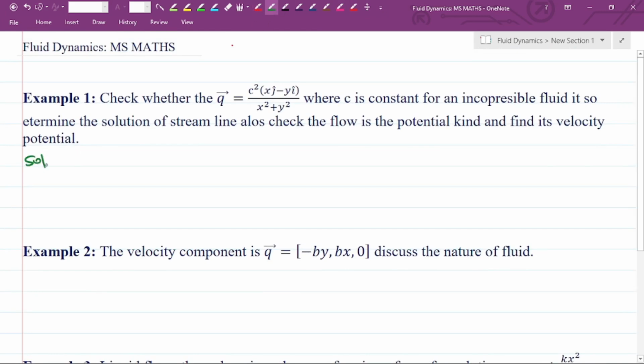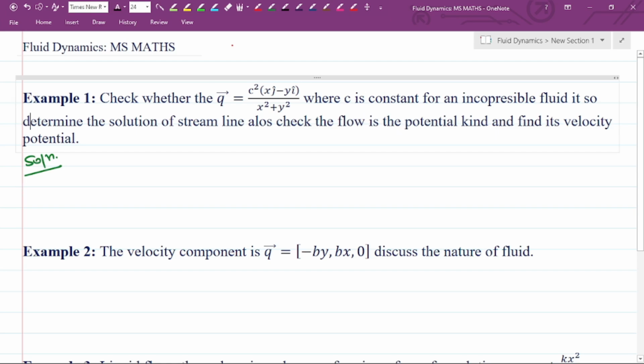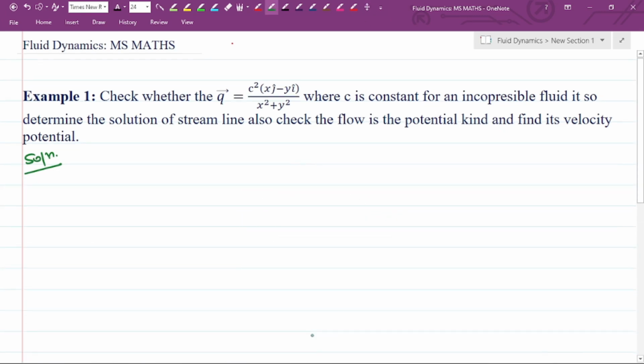So first of all, we have a question and we will find the solution for this question: check whether q vector, basically the velocity, is c square x j cap minus y i cap upon x square plus y square, where c is constant, for an incompressible fluid. Determine the solution of the streamline, and also check whether the flow is of the potential kind and find the velocity potential. So all these things we will find in this question.